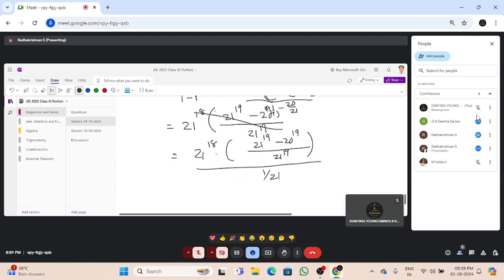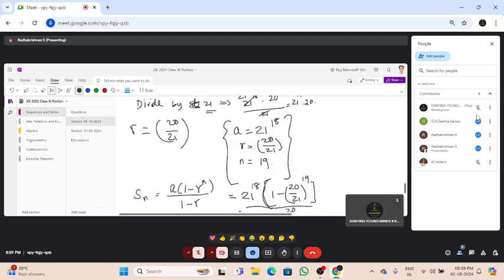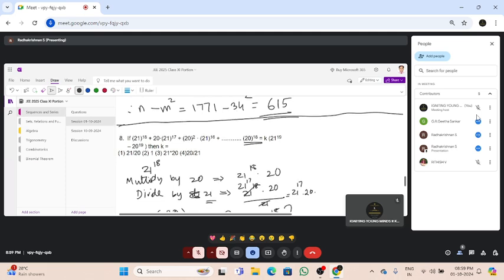1 by 21 மேலே கொண்டு போகும், 21 அப்படின்னு ஆயிடும். So this is going to be 21 to the power of 19 into 21 to the power of 19 by minus 20 to the power of 19 divided by 21 to the power of 19. This cancels. So you are getting simply 21 power 19 minus 20 power 19. Therefore, k is 1. So k into 21 power 19 minus 20 power 19, then k equal to 1.